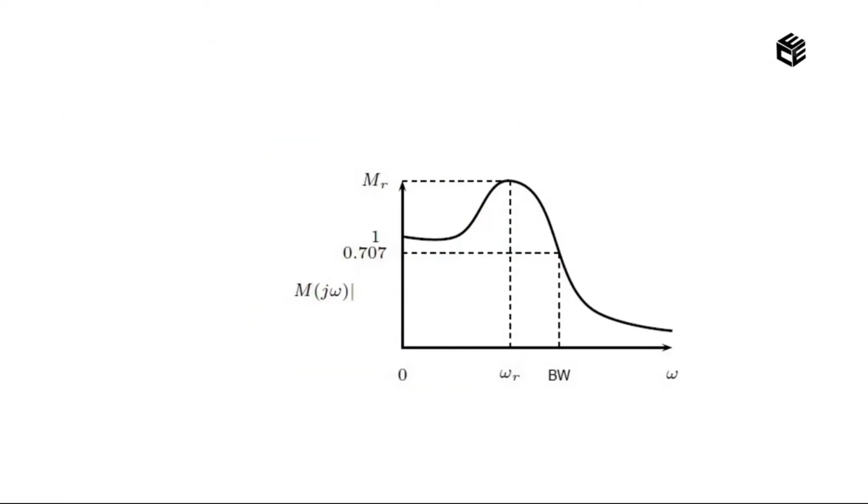With the help of this diagram, I can explain what is what in the frequency domain specifications. Here we have a representation MR. MR is nothing but resonant peak. And we have one more term, that is omega R. Omega R is resonant frequency. BW is the bandwidth. Omega is called the frequency in radian per second. And this modulus of M of j omega is nothing but magnitude, or in other words, gain. Gain is usually represented in decibel, dB.